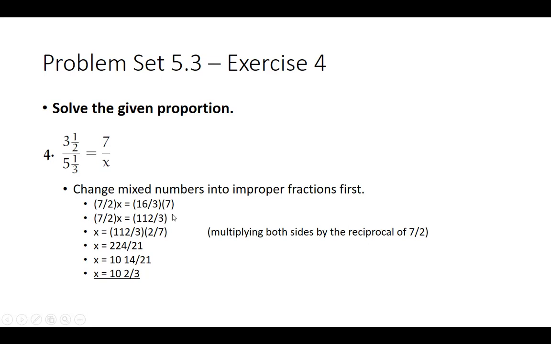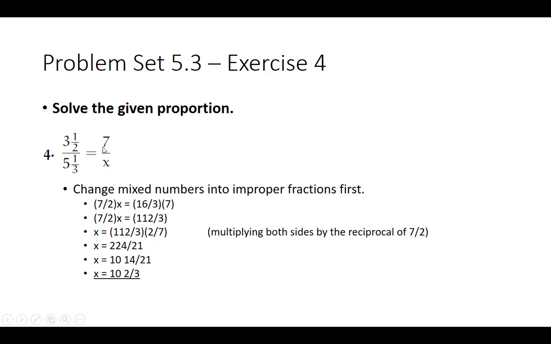Divide both sides by 7 halves. Dividing by a fraction is multiplying by the reciprocal. So multiply both sides by 2/7. 2/7 times 7 halves times x just leaves us with x. 112 thirds times 2/7 is 224 over 21.